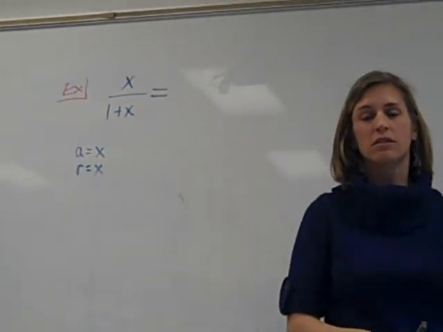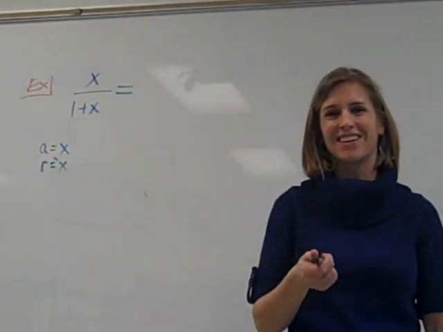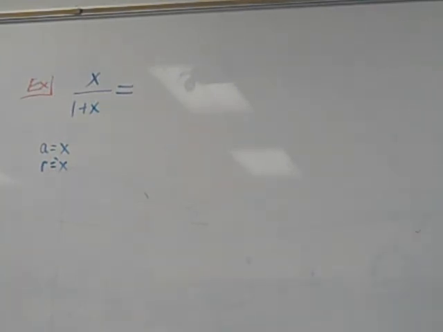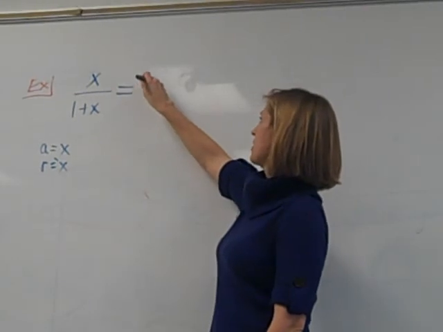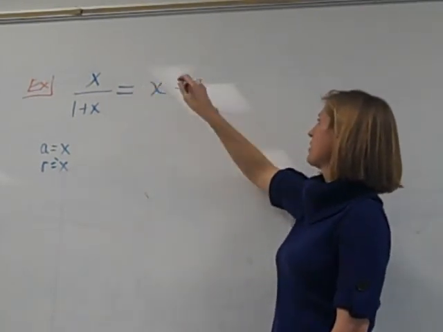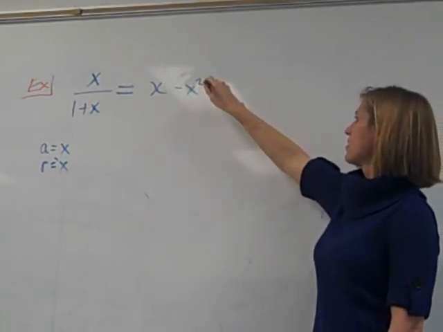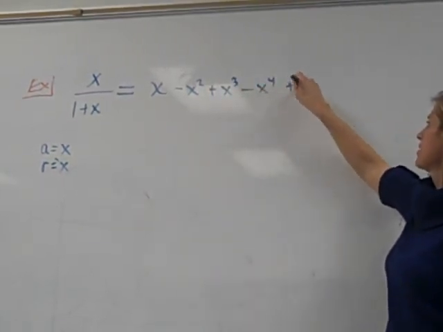Is that still r equals negative x? Negative x. Oh, sorry, yeah, it is. Okay, so if I'm going to write the first few terms, the first term's x, the second term's negative x squared, the next one's positive x to the third, minus x to the fourth, plus x to the fifth.